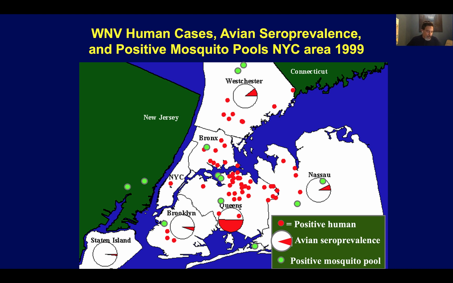And we thought that it's probably not that there weren't human cases happening in New Jersey, but they weren't really doing much in the way of active surveillance for cases. So it's one of those things where if you're not looking, you may not find it.